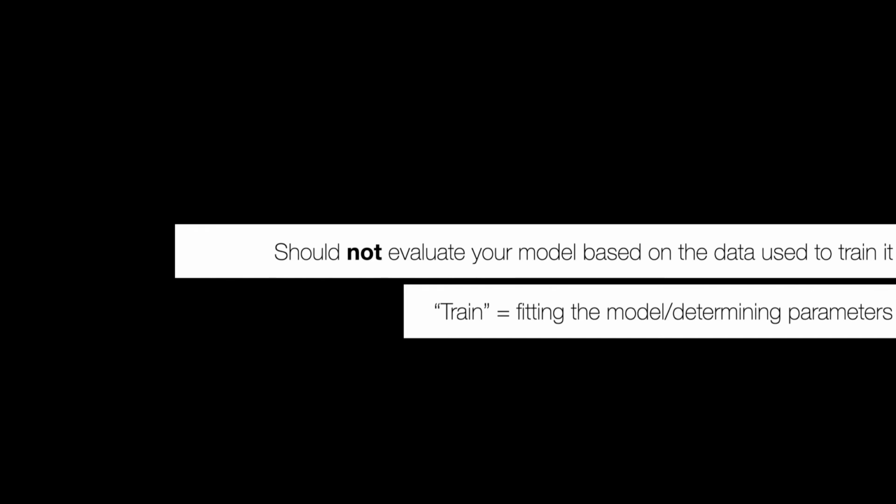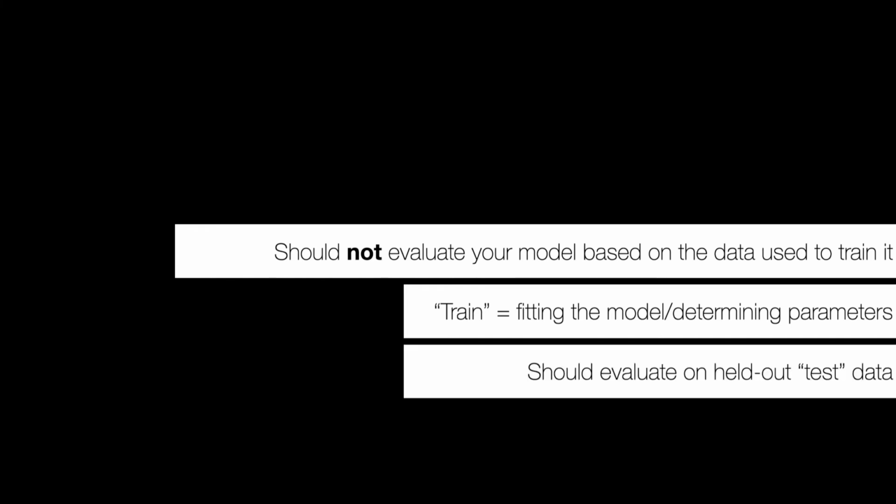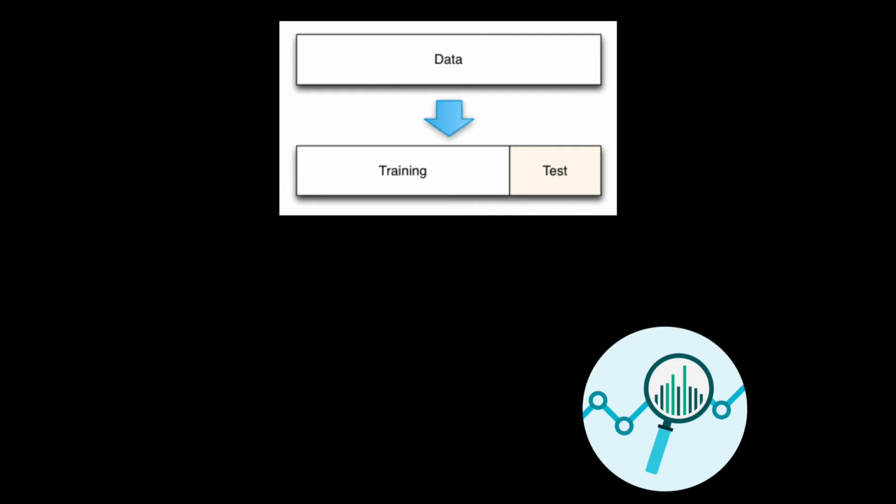Instead, when we're talking about training, fitting our model and determining parameters, you should do this evaluation not on your training data, but on your test data. You should take a collection of your data and split off some amount that is your test data. That's how you do this evaluation. You want to evaluate how well your model works on data that's never been seen before.